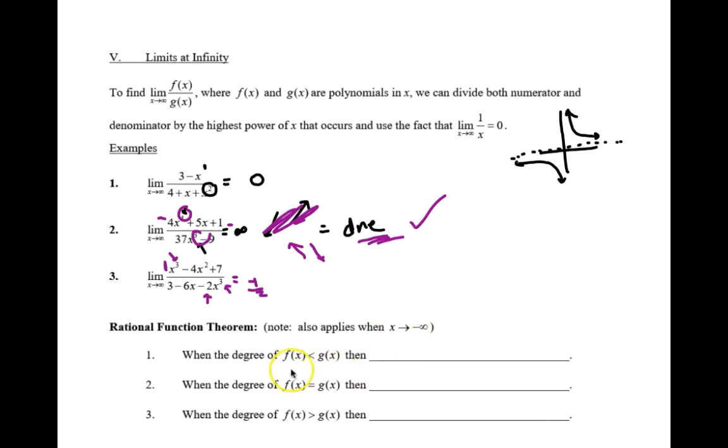So basically, if the degree of f is less than the degree of g, then the limit is equal to 0. So that's a smaller degree in the numerator, larger degree in the denominator. If the degrees are the same in the numerator and the denominator, the limit is the ratio of leading coefficients. And then if the degree is larger in the numerator, then the limit does not exist.